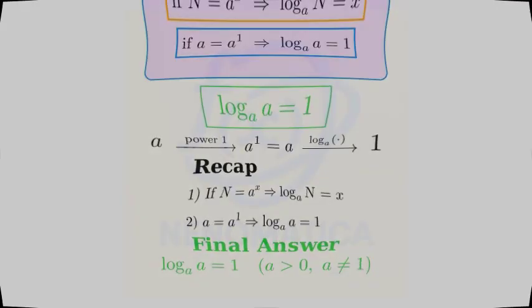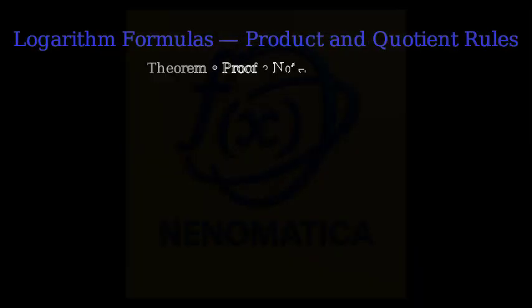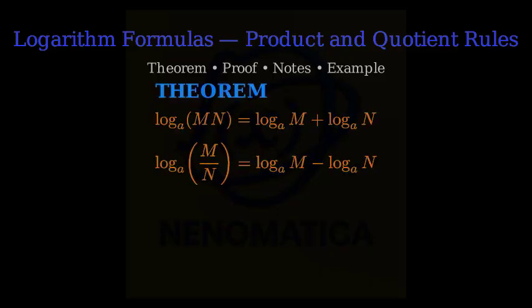to 1. In this lesson, we will prove 2 fundamental logarithm formulas, the product rule and the quotient rule, following a clear step-by-step structure. First the theorem, then the proof using exponential definitions, and finally key notes and examples. Theorem: there are 2 identities. First, log base a of m n equals log base a of m plus log base a of n. Second, log base a of m over n equals log base a of m minus log base a of n.